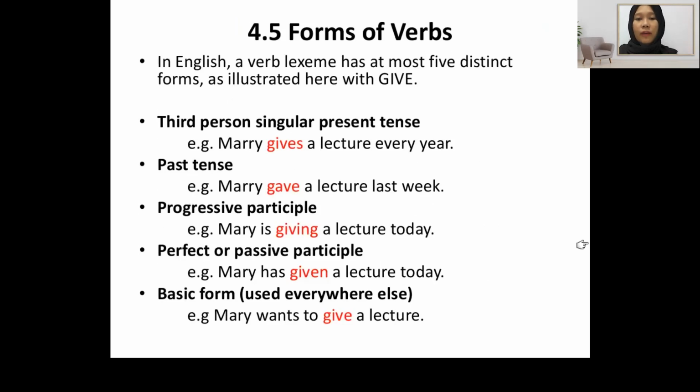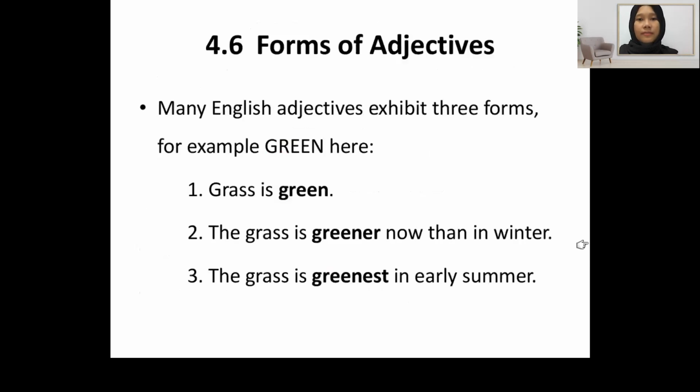Fourth, perfect or passive participle: Mary has given a lecture today. And the last, the basic form used everywhere else: Mary wants to give a lecture.